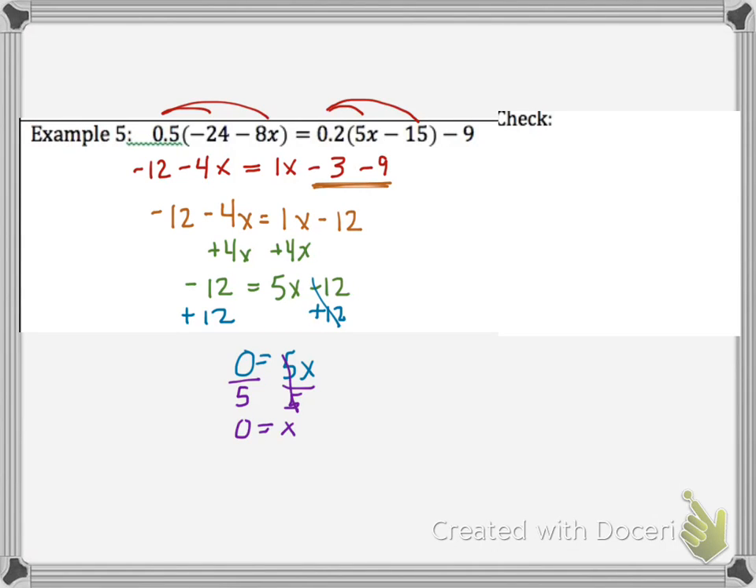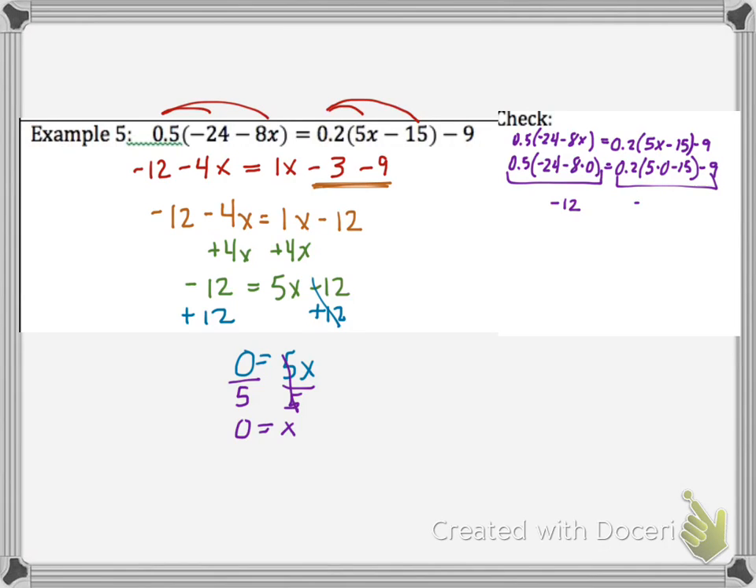So we're going to want to do our check. I'm going to rewrite the equation over here. So you're rewriting the original, plug in your supposed solution of 0 or your hopeful solution of 0. And you want to simplify on both sides of the equation, just following order of operations. So when I plug and chug the order of operations on that side, I get negative 12. And then on the right, also negative 12.